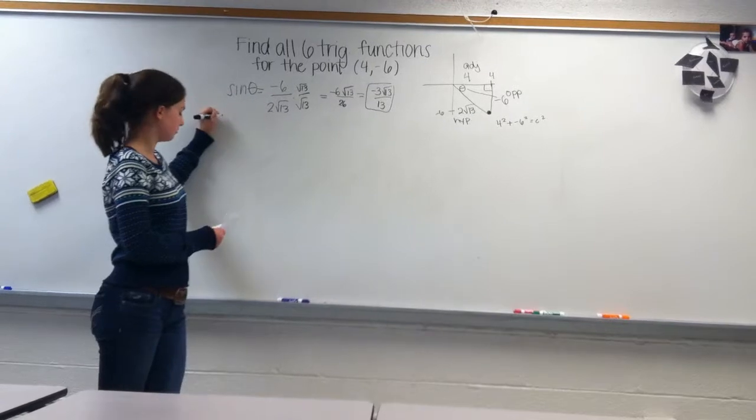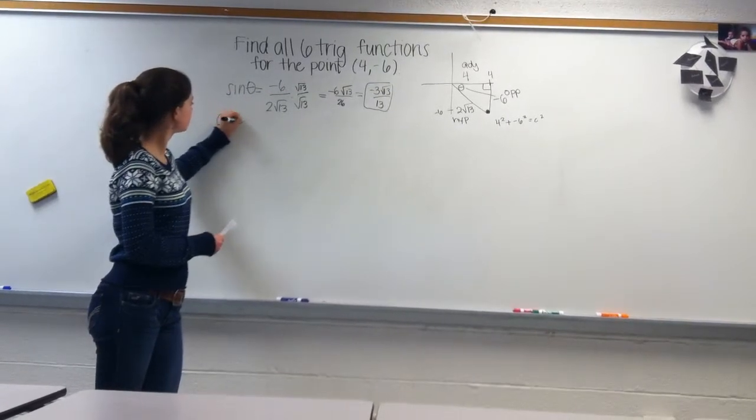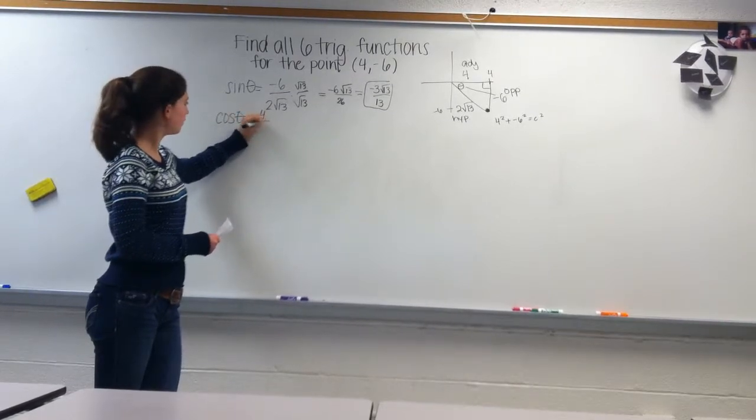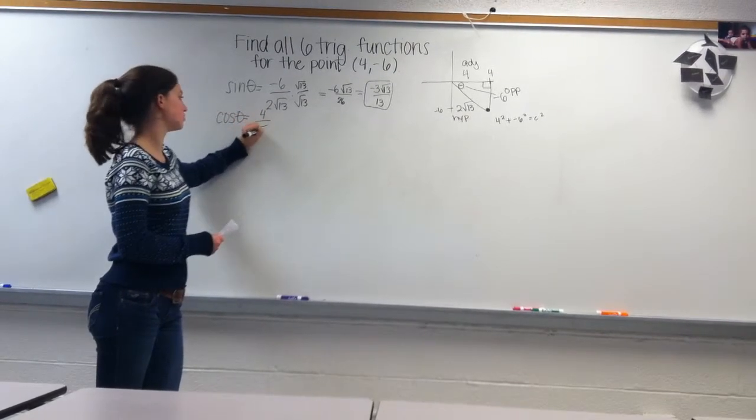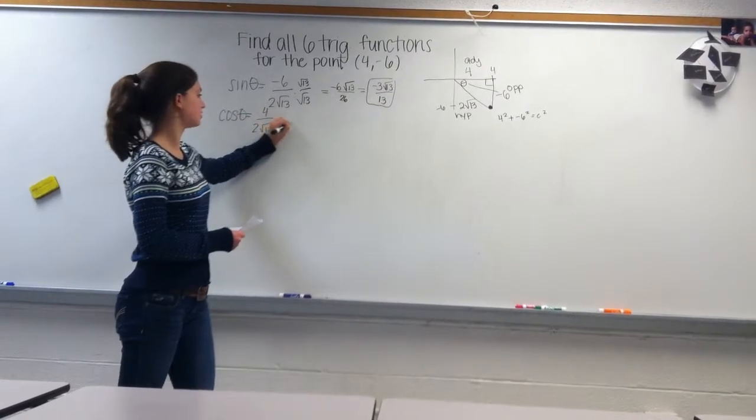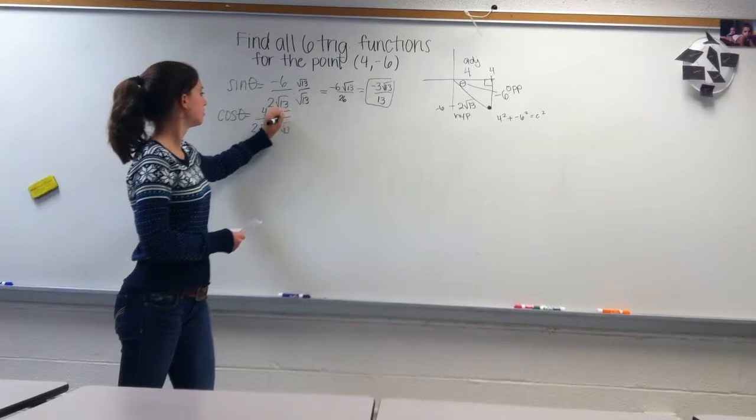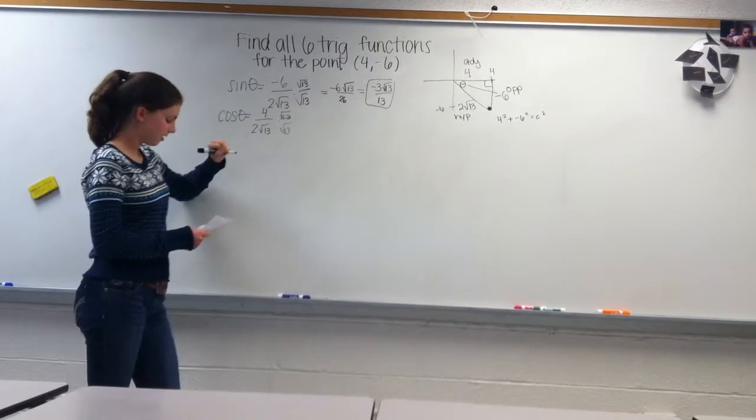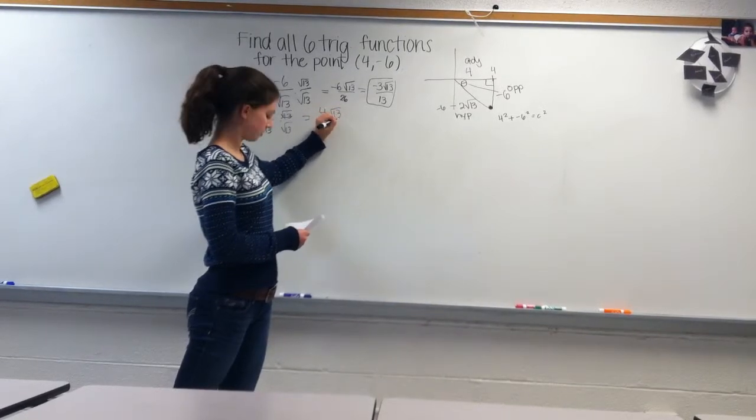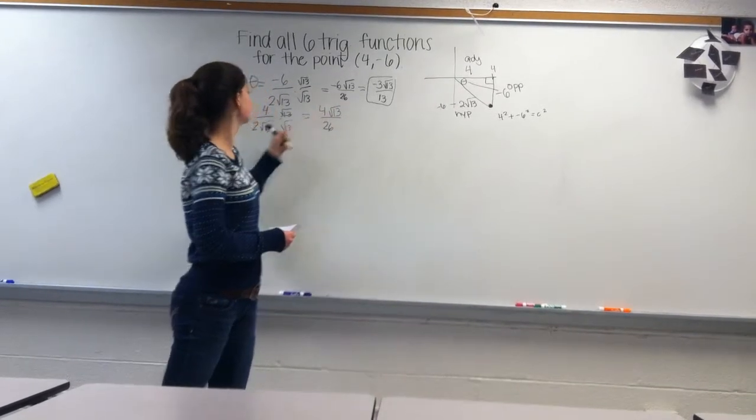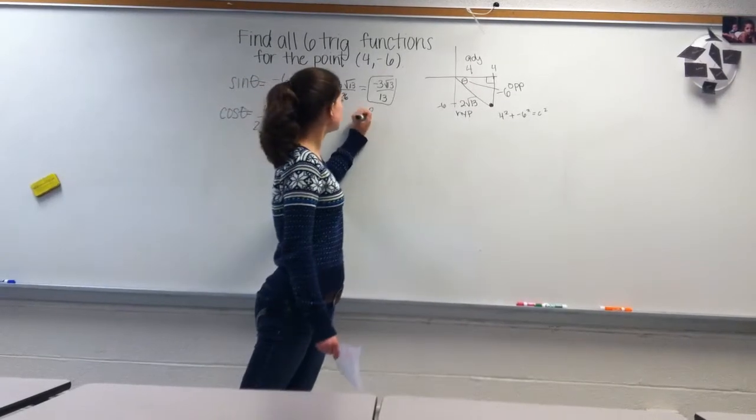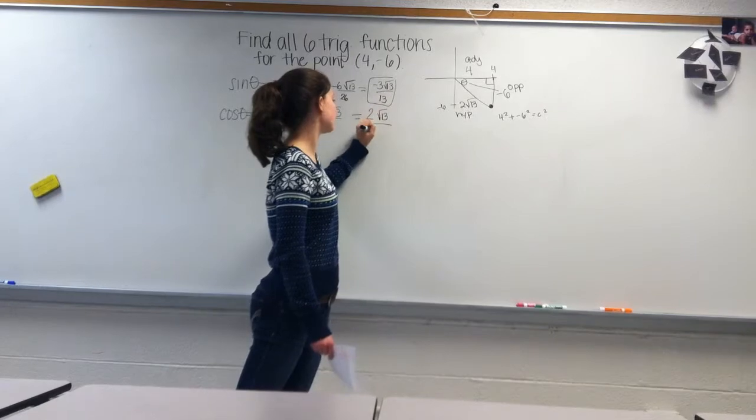Next, we'll find cosine, which we'll start with 4 over 2 times the square root of 13, which we again have to rationalize. That will give us 4 times the square root of 13, also over 26, 2 times 13. And this simplifies to 2 square roots of 13 over 13.